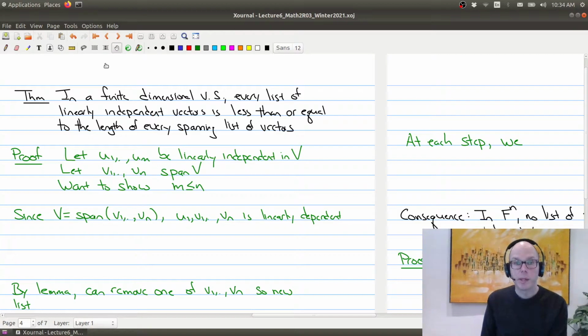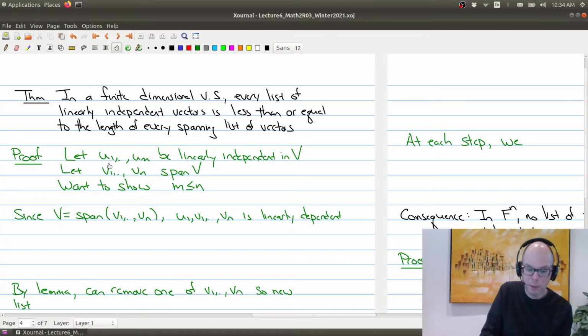This theorem says that if you have a finite dimensional vector space, the length of every list of linearly independent vectors is less than or equal to the length of every spanning list of vectors. If you may not totally grasp what this is saying, here's another way to think about it.